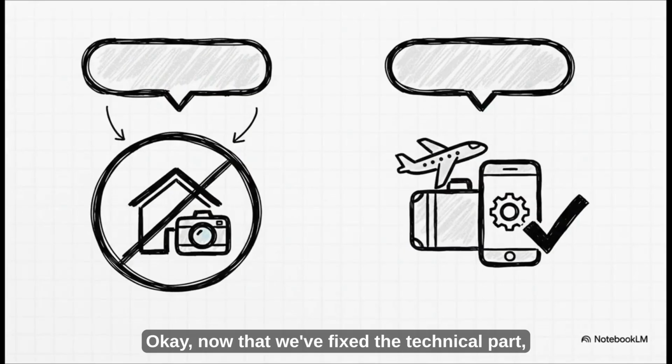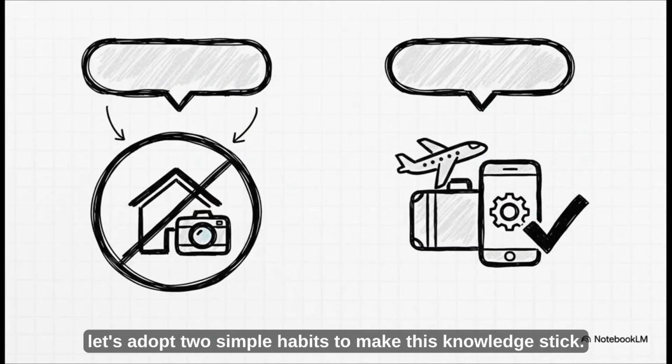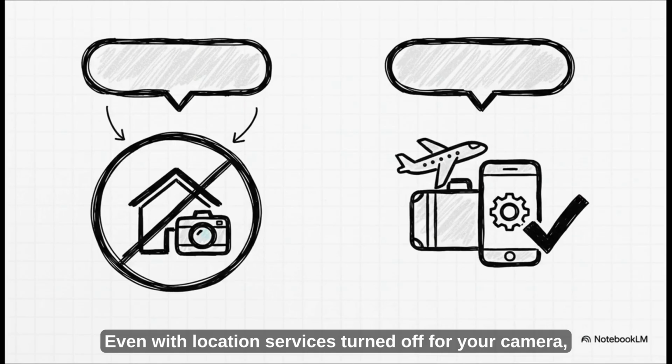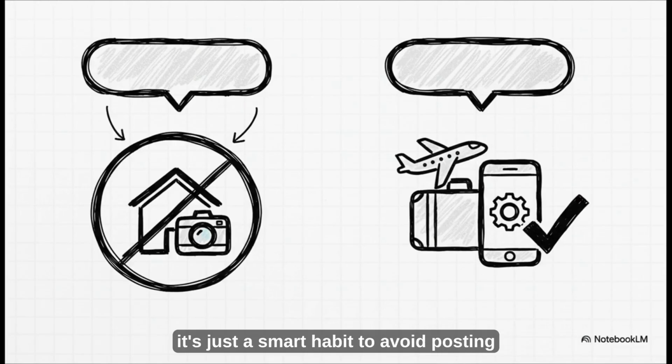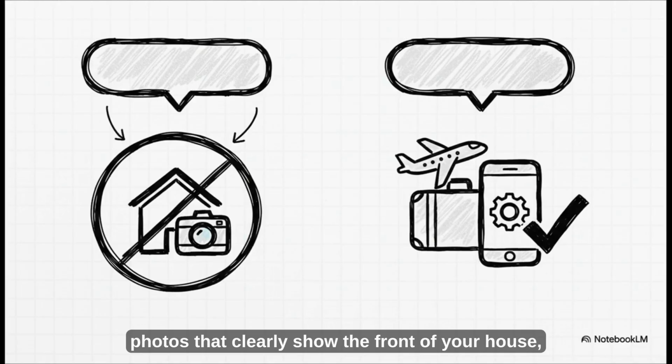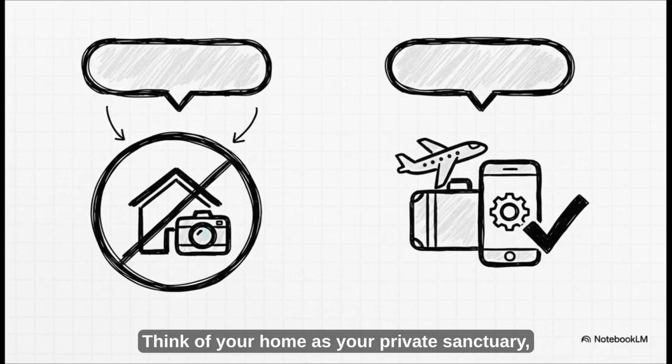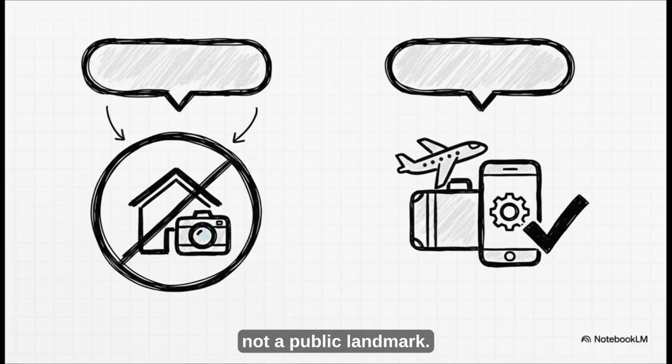Okay, now that we've fixed the technical part, let's adopt 2 simple habits to make this knowledge stick. First, there's the home zone rule. Even with location services turned off for your camera, it's just a smart habit to avoid posting photos that clearly show the front of your house or your street sign. Think of your home as your private sanctuary, not a public landmark.